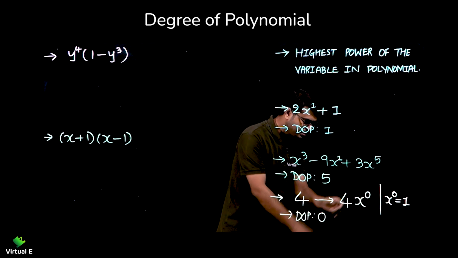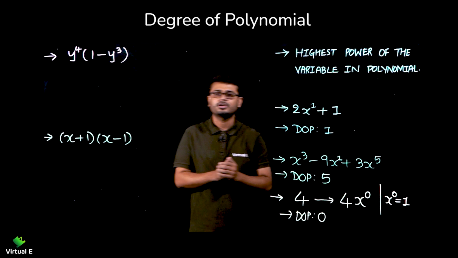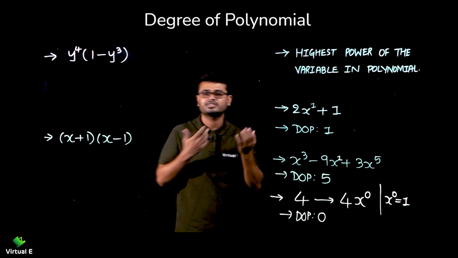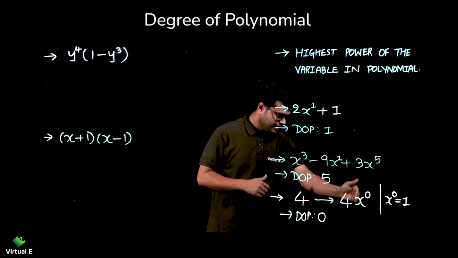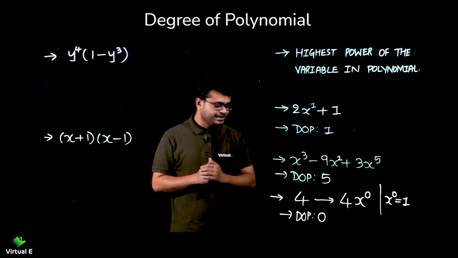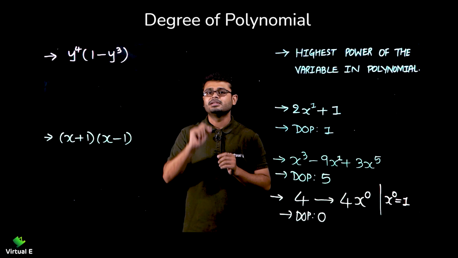Remember this explanation, 4 into x raised to 0. If you have any fraction as well, minus 5 by 2, minus 10, any number can be there. You just write into x raised to 0, and you will get the answer as degree of polynomial 0.